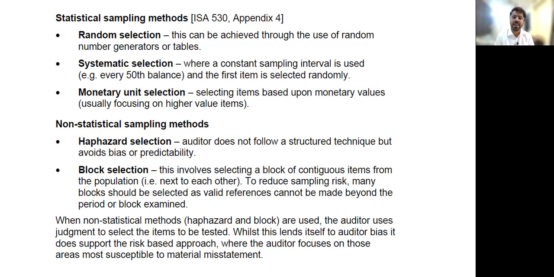Let's say you decide that every 20th item needs to be selected. The first item will be selected randomly. Let's say the first item that you selected is the fourth item. Then after the fourth, every 20th is being selected. So which items will you test? You are selecting for your sample the fourth, 24th, 44th, 64th, 84th, basically every 20th transaction.